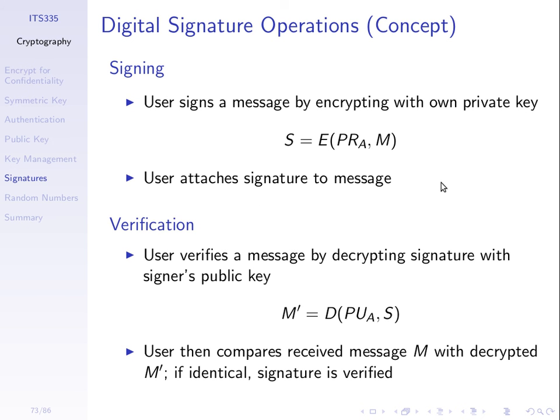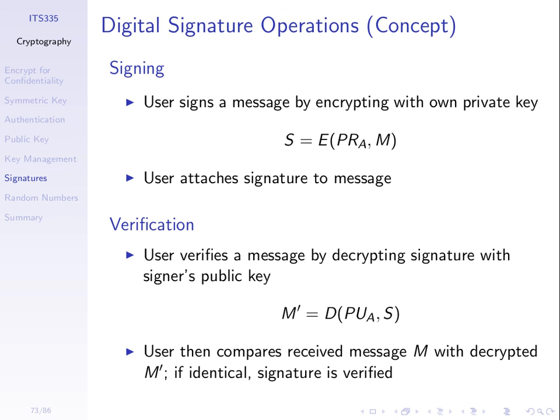So the concept is shown here. We talk about signing a message. You sign a message by encrypting with your own private key. If I want to sign something, I encrypt with the private key of Steve. We encrypt a message with the private key of A. The output of that encryption we refer to as the signature, so I denote it as S. We can usually send both the original message and the signature. If we don't want confidentiality, we'll send both the message and the signature.